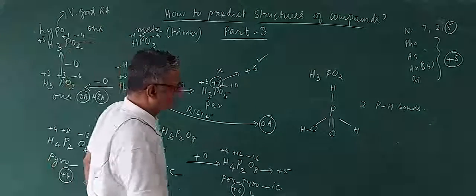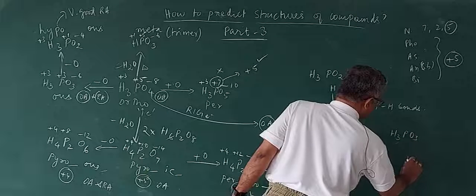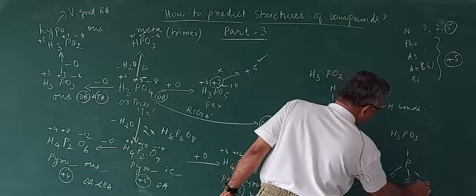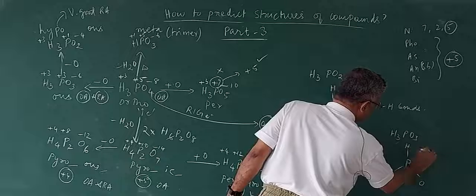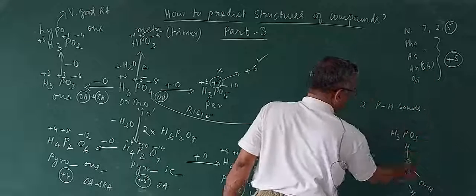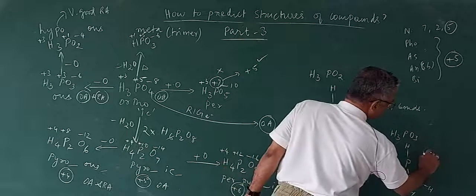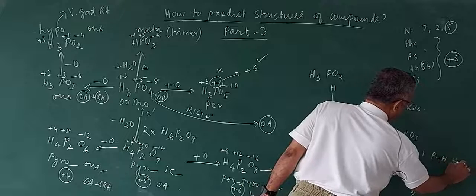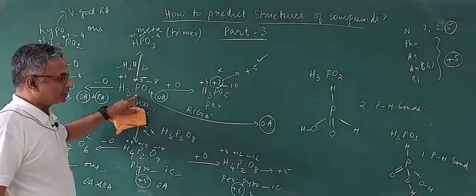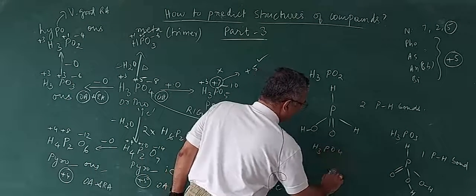Now if you take this compound H3PO3, phosphorous acid, this will have phosphorus with 1, 2, 3, 4 bonds. 3 O is there, 1, 2, 3. 3 H is there, you put 1, 2, 3. Phosphorus will have 5 valence electrons, so it will have 5 bonds, so you put 1 more bond here. Now here if you see there is only 1 P-H bond.